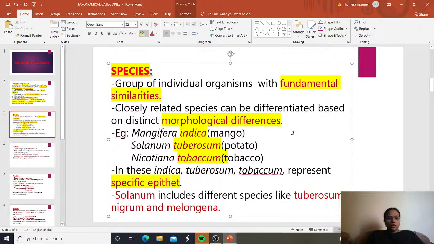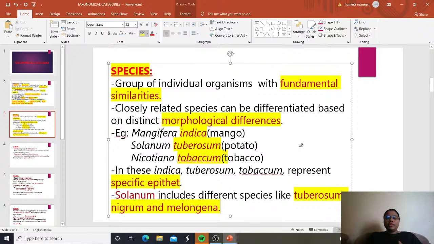So Solanum tuberosum is the name of potato, in which Solanum is the genus and tuberosum is the species. Now Solanum includes different species like tuberosum, nigrum and melongena. So this Solanum genus includes different species. What are the different species here? We have tuberosum, nigrum and melongena. Clear? This is about species, that is, a group of individual organisms with fundamental or basic similarities placed under the same group.